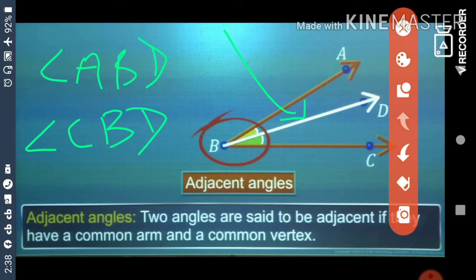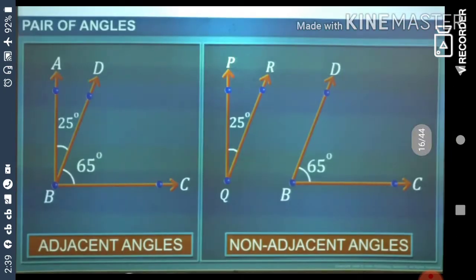Two angles are said to be adjacent if they have a common arm and a common vertex. Now what is the common vertex here? Circle one, B. B is a common vertex because from this same common vertex AB is also meeting and CB is also meeting at this point only. So having common arm, that is BD, and having common vertex B, they form adjacent angles. Angle ABD and angle CBD will be called adjacent angles here. Okay, now they have given some more examples.